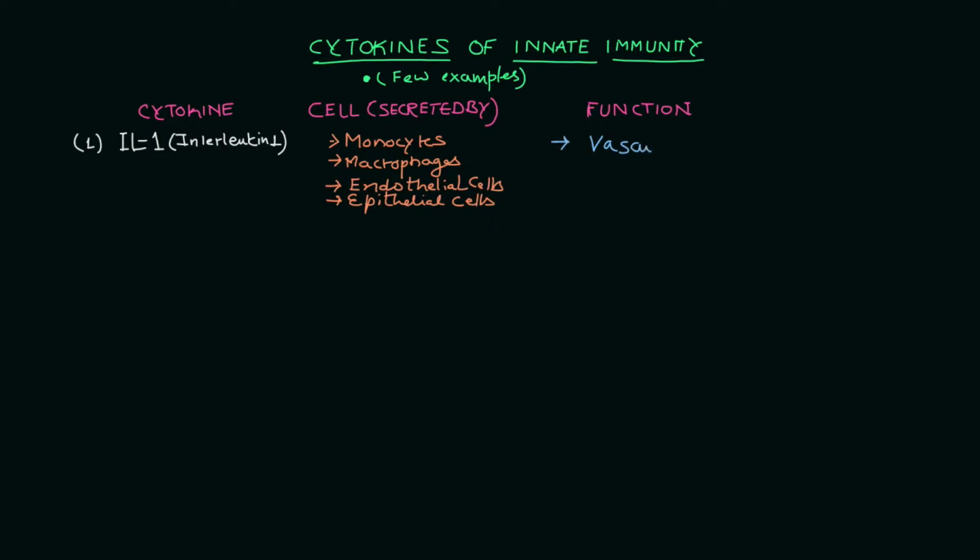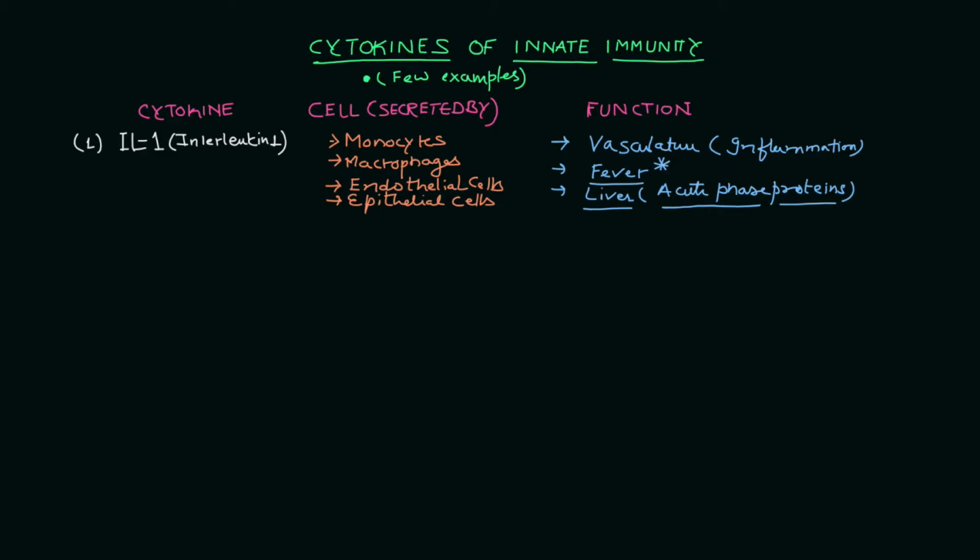And what is the function? What is the important function of IL-1, which is interleukin-1? The important function is the inflammation. That can cause fever, and also it can cause the production of acute phase proteins via liver. So this is all about the interleukin-1 cytokine.